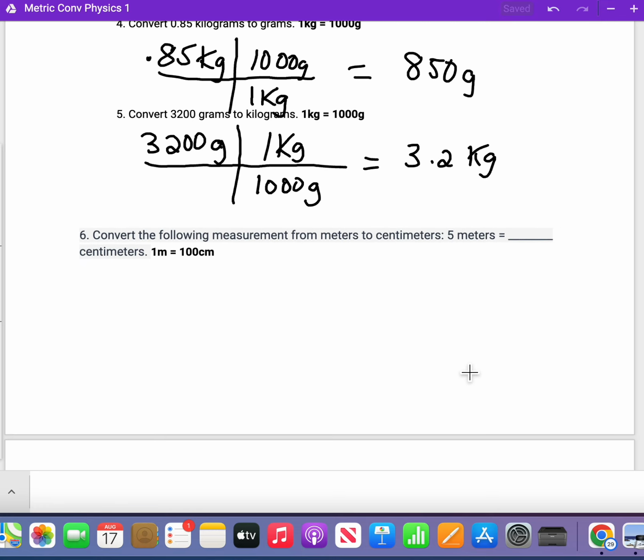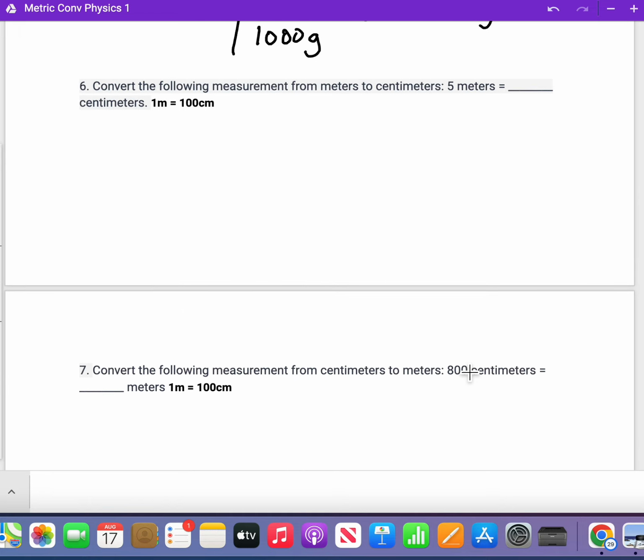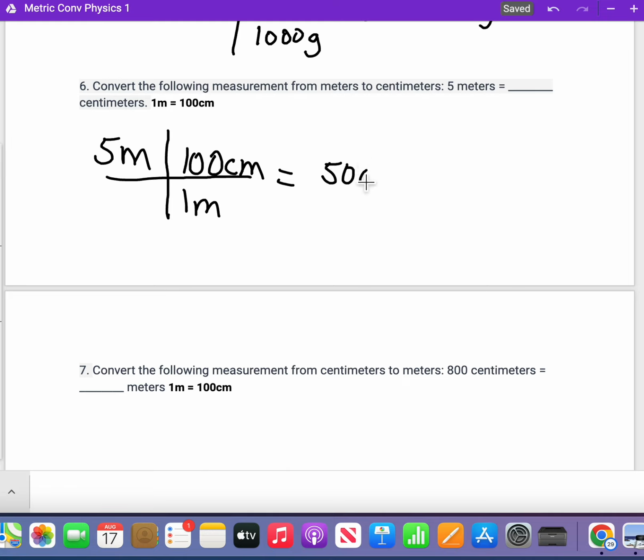Okay, now we're going to follow the same rule when we convert meters to centimeters and centimeters to meters. You do it the exact same way. So convert the following measurement from meters to centimeters. It says 5 meters equals how many centimeters? So we write down what the problem gives us, 5 meters. We draw the picket fence. We put the conversion factor in the right way. 1 meter equals 100 centimeters. So meters have to go diagonal from meters, and the 100 centimeters goes on the top. So 5 times 100 is 500 centimeters.